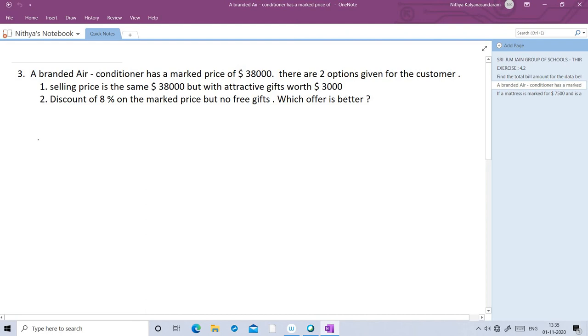So first we need to find out option 1. Solution. Marked price of the air conditioner is rupees 38,000. Marked price of the air conditioner, AC in short form, is equal to 38,000.